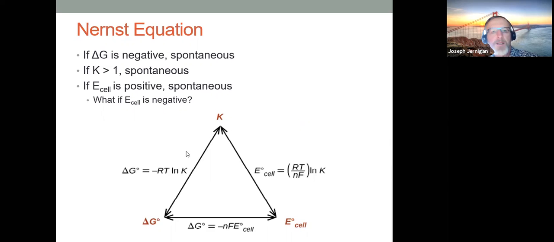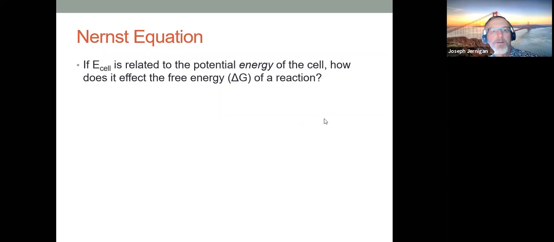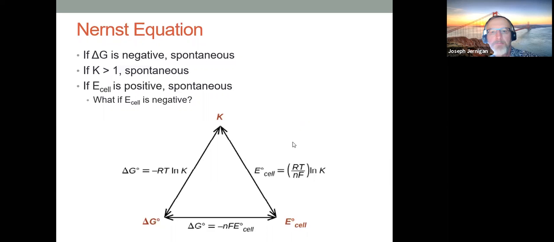And you know, this is just a three-legged triangle, so to speak. And it shows how delta G, E0, and K are related, and they're all related. They're all thermodynamic quantities, and they're interrelated from one to the other. And delta G is minus RT log K.